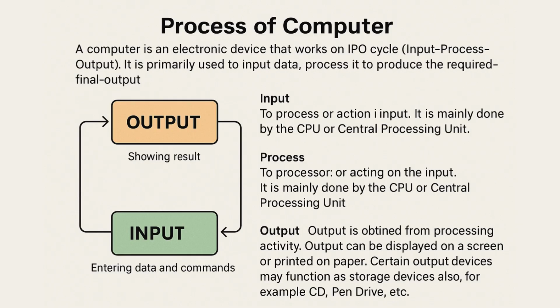Output is the result obtained from the processing activity. Output can be displayed on a screen or printed on paper. Certain output devices may function as storage devices also. For example, CD, pen drive, etc. Which means output is the result you see either on a screen or printed and sometimes even saved on storage devices.